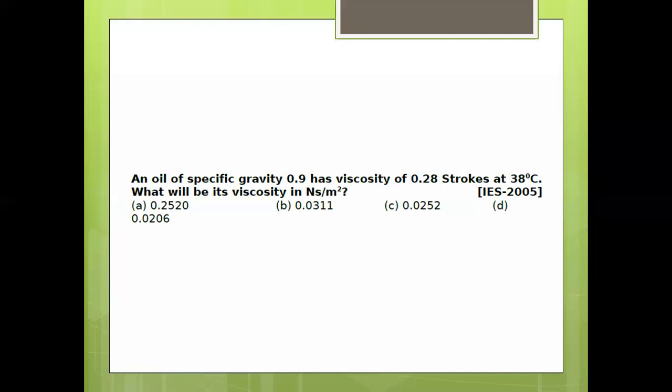Yes. Sanket, option C is for this particular question or the previous one?